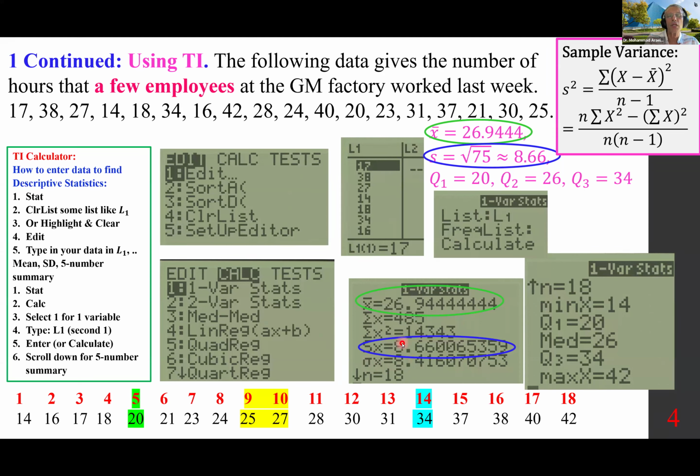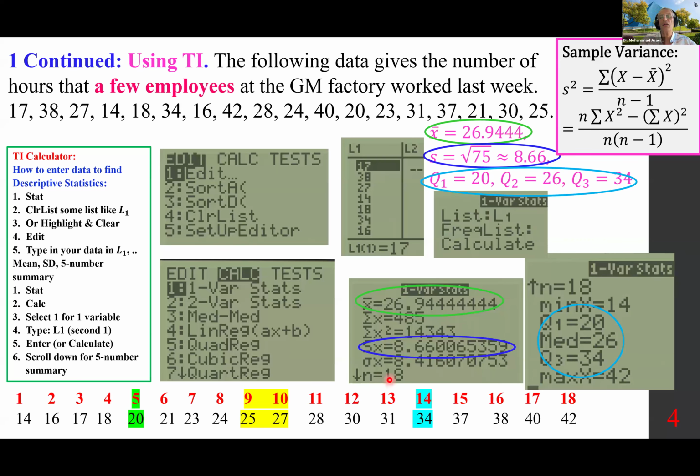This is for the population. Remember, I told you when it says a few employees, that's important. That refers to a sample. Because for population, this is capital N, everybody. So that's why they don't know which one you need. They give you both. You want S sub X, not sigma sub X. Of course, it's giving you N equals 18.